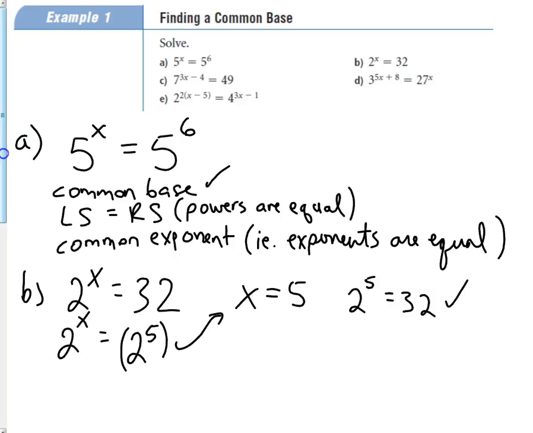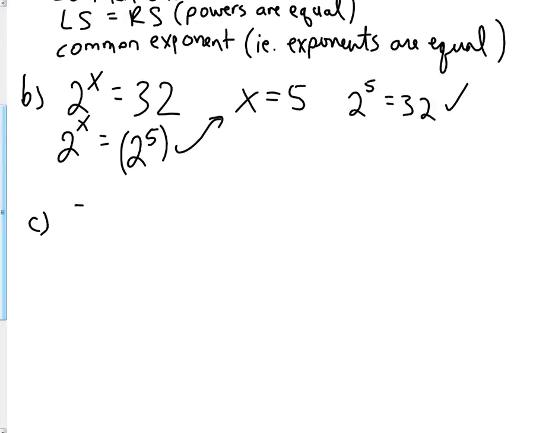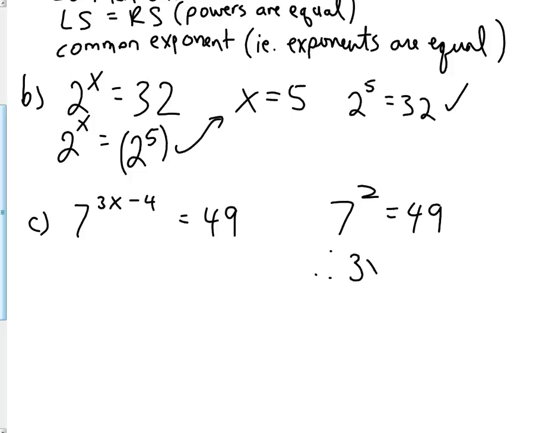Okay, let's move on and look at C. 7 to the exponent 3x subtract 4 equals 49. Now some of us are going to want to solve that by inspection. You know that 7 squared is 49, so you might be thinking, okay, I'll work with that, and that means that 3x subtract 4, which is the exponent on the power on the left side, is going to be equal to 2. So what would make 3x subtract 4 equal to 2?